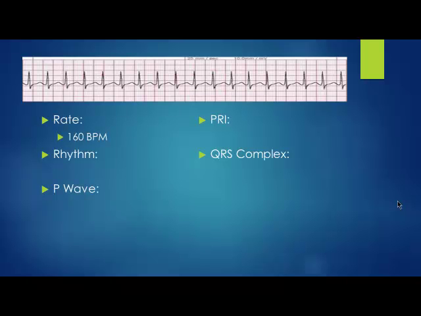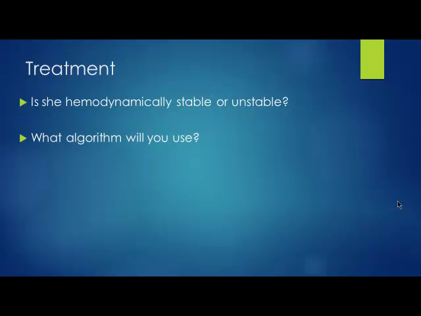All right. Rhythm? Do we have a P wave? I'll give you a hint. That's not a P wave. That's going to be a T. So if we don't have a P wave, we don't have a PRI. All right. QRS: narrow complex. So what are we going to call it? All right. Is she hemodynamically stable or unstable? Based off of what assessment? Which was 110 systolic. O2 sat was 93%, but she is alert and talking to you. What algorithm?